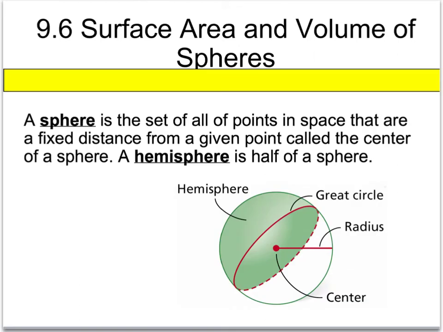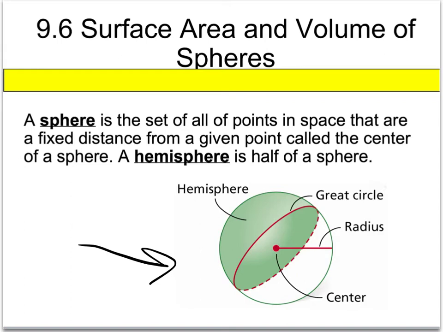It would be a good idea to write down the example there as well, the drawing. Okay, it says, a sphere is the set of all points in space that are a fixed distance from a given point called the center of a sphere. Where a circle goes around in a circular fashion at a fixed distance away from the center, this is going to be the set of all points.